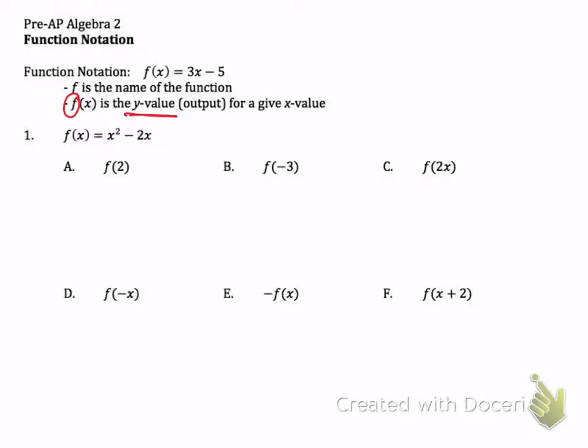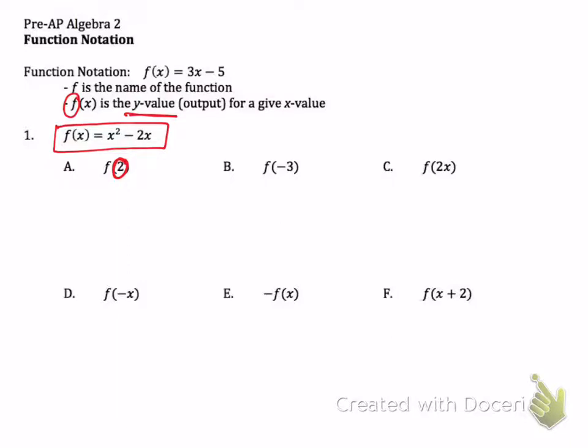for a given value. So whatever number you have in parentheses, like if you look at number 1, this is my function. If you have a 2 right here, that means everywhere that you see an x, you're going to plug a 2 there, and then you're going to get a y value. So x is my 2, and y is whatever I get when I plug in f of 2.